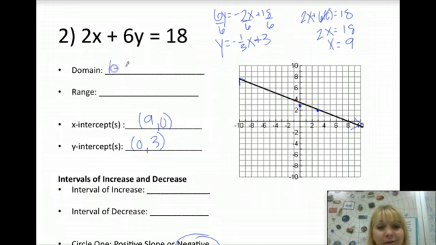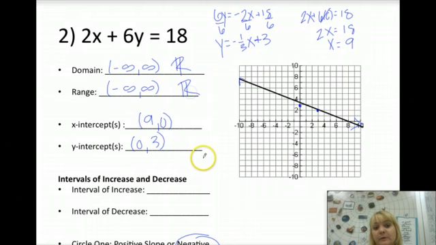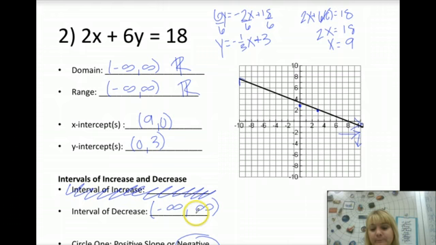All right, once again for linear functions, our domain is always negative infinity to infinity, and our range is always negative infinity to infinity. It's going to eventually cover all the x values and all the y values with the arrows. We can also represent that as all real numbers. All right, now intervals of increase and decrease. Keep in mind if you have an x and a y, you're going to have one or the other. Now as x increases, my y values are decreasing. So since my y values are decreasing, I have an interval of decrease here. And that's all my values, so negative infinity to infinity. So you're going to have one or the other.